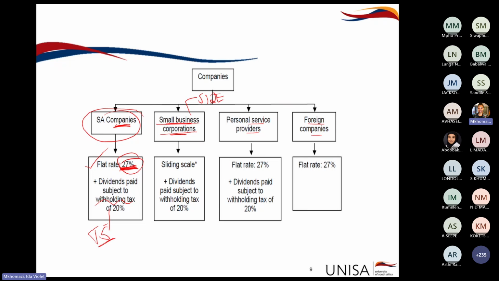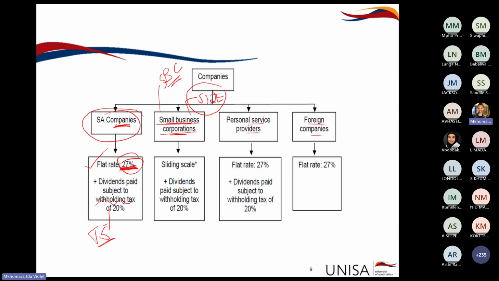The second type is a small business corporation. Your small business corporations you find in section 12E, and there are specific requirements that need to be met in order for an entity to be classified as a small business corporation, or an SBC in short. Again, these requirements you will learn about in topic 5.